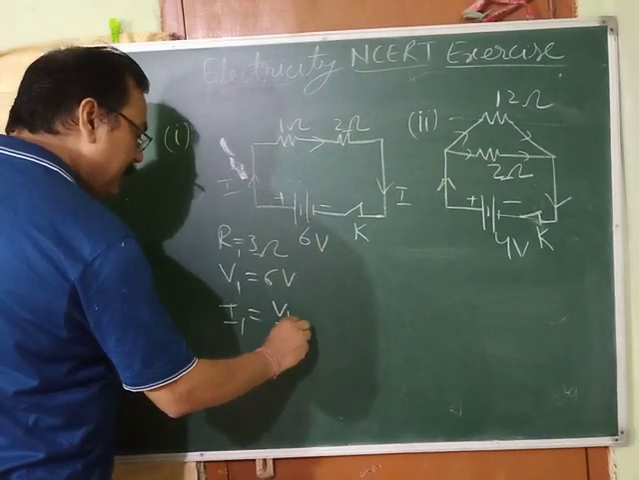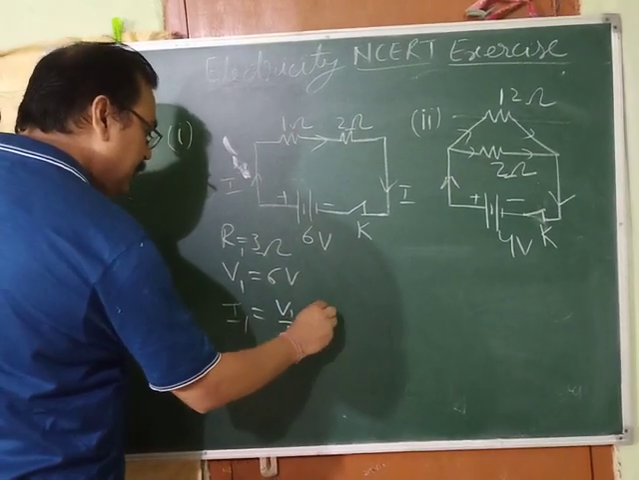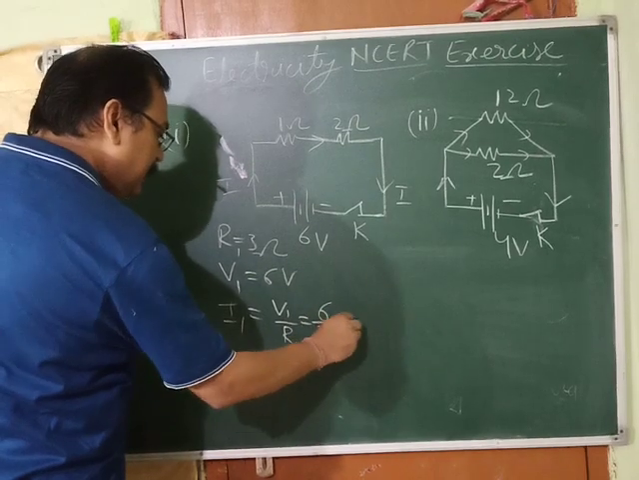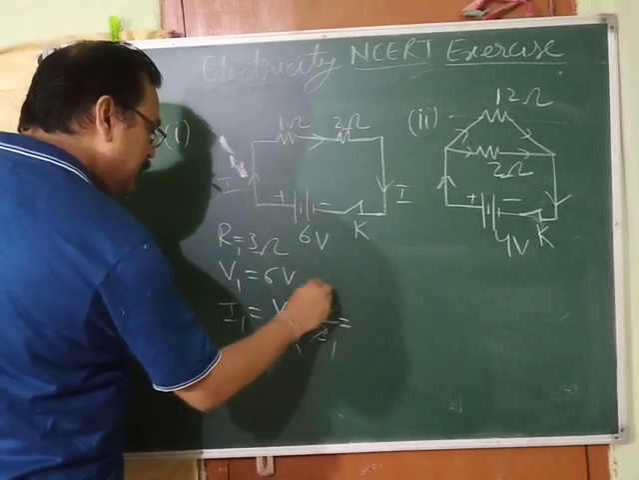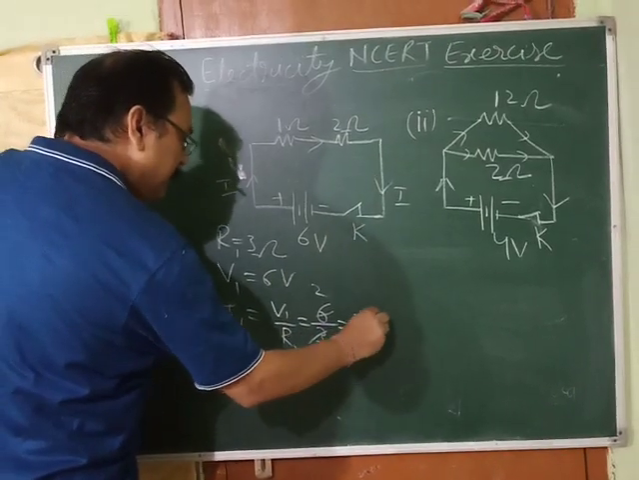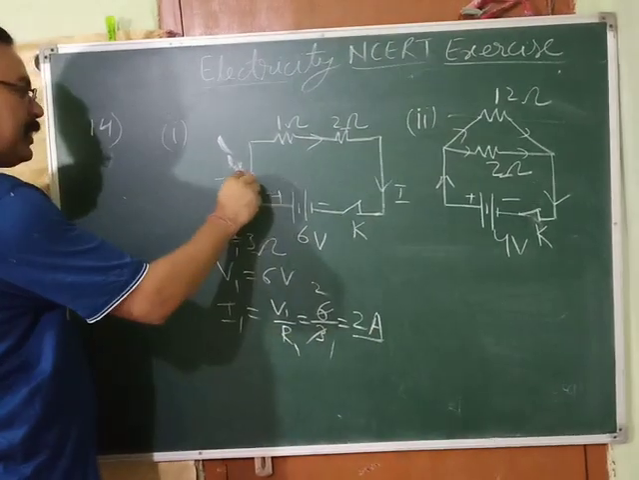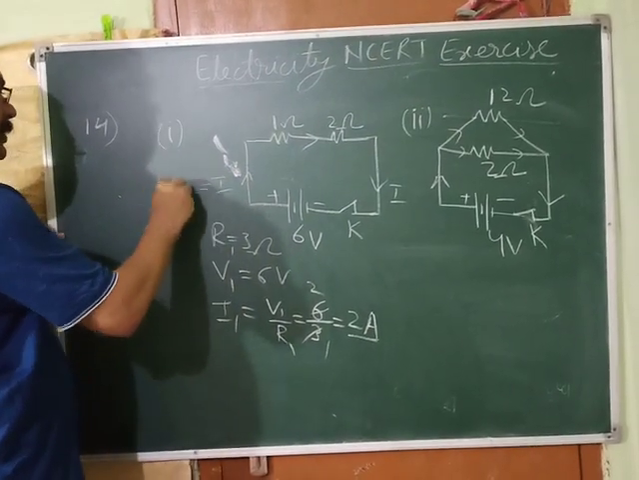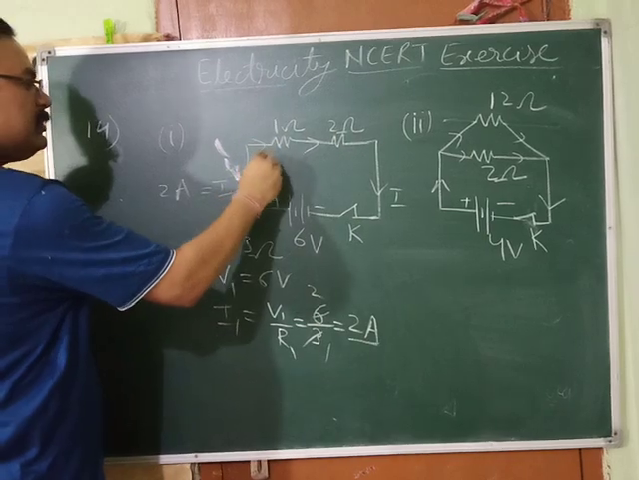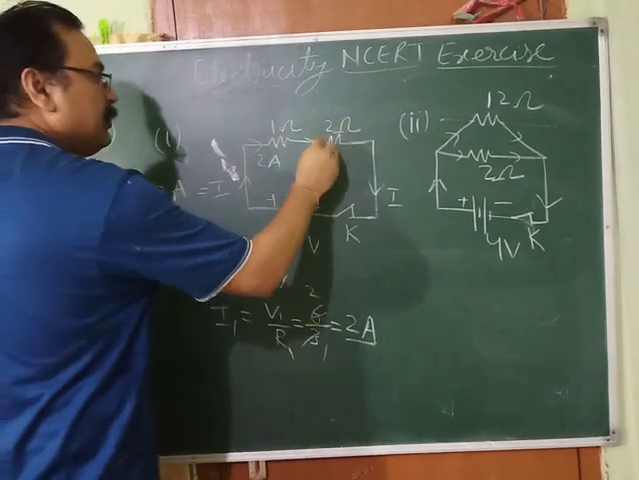I1 is V1 by R1. So we can write 6 by 3, that is 2. So 2 ampere current will flow. This is I is equal to 2 ampere. This 2 ampere current will reach here, and that will flow in 2 ampere.